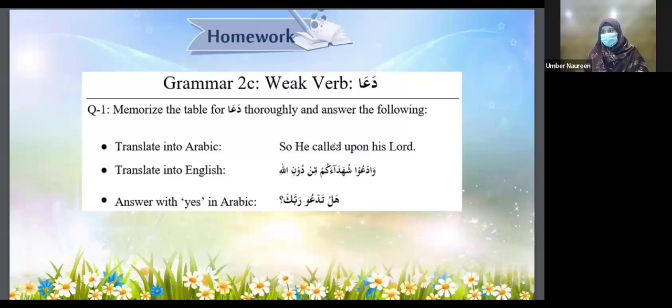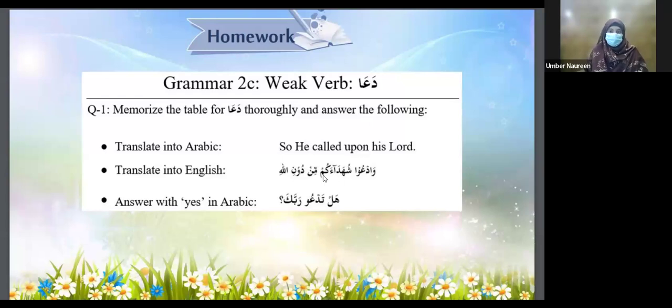Yes, anyone can unmute and answer. Sister Amina, do you want to try? Fada'a. He called upon. What have we read for he called upon? The A. So it is fa, the A. Upon his Lord, Rabbuhu. Rabbahu it would be. Okay, translate: Fada'a Rabbahu. Rabbahu, yes.